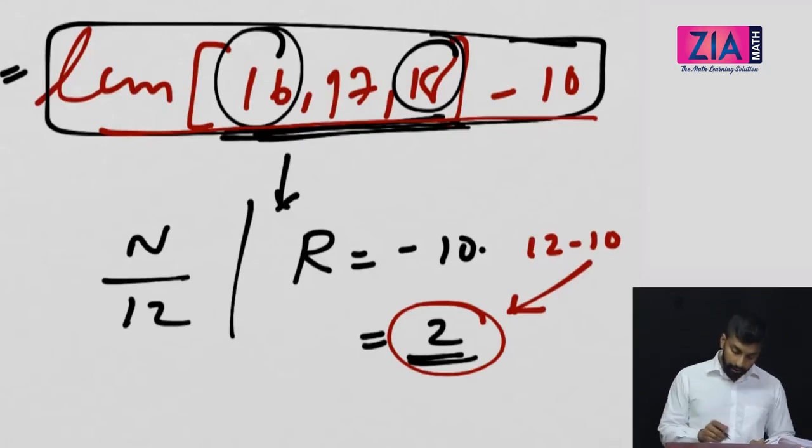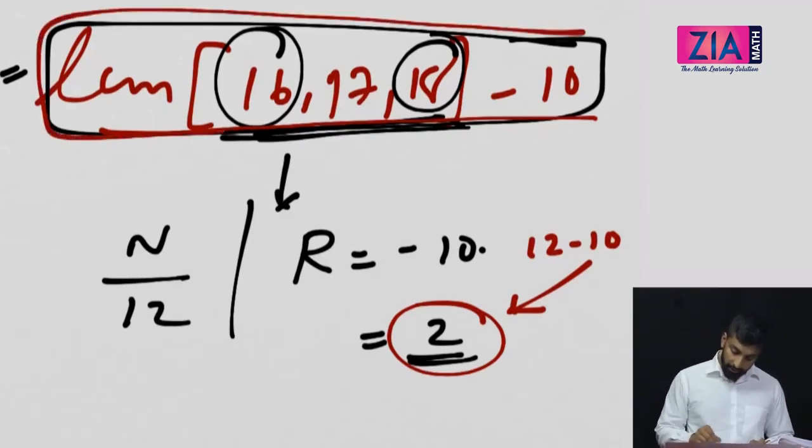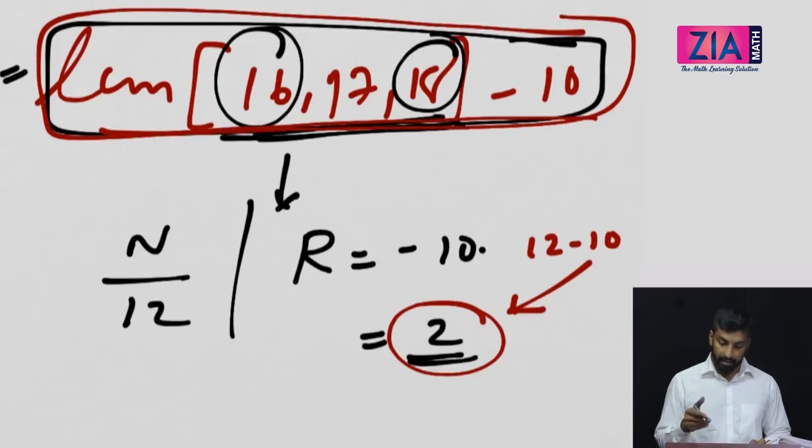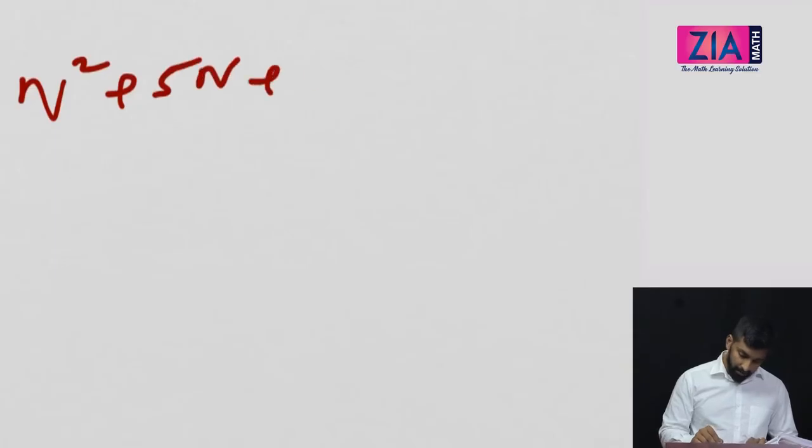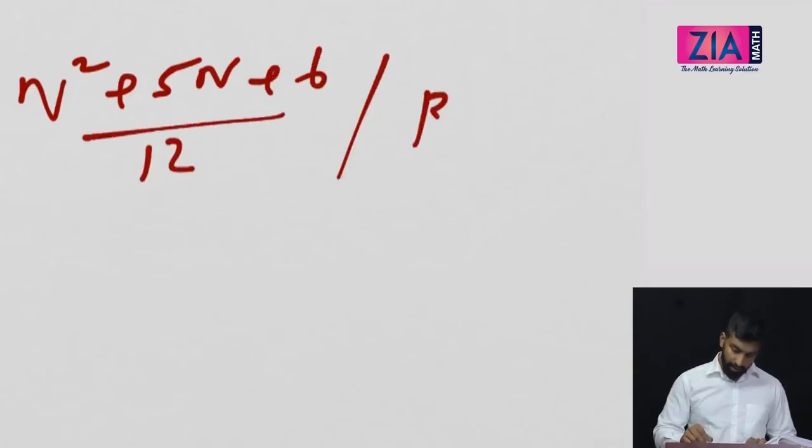So what I did is I tried to find the number, right? The number is nothing but LCM of 16, 17 and 18 minus 10, right? I know that this is divisible by 12. So if I divide my number by 12, what will be the remainder? 2 is the remainder, right? So my n value can be 2. The minimum value that n can take is actually 2. Now what you need to find out is n square plus 5n plus 6 divided by 12. What is the remainder, right? So basically you got the value of n from the minimum value of n, that is 2.